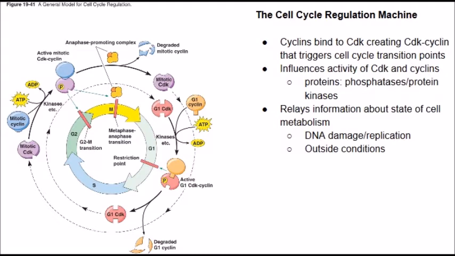And these checkpoint pathways monitor the cell for DNA damage, DNA replication, and chromosome attachment to the spindle. And as the degraded mitotic cyclins are taken away and the degraded G1 cyclins are taken away, it allows the process to just continue.